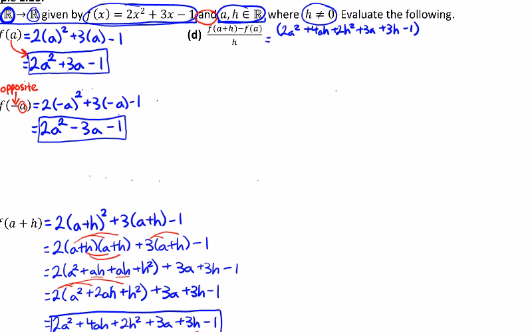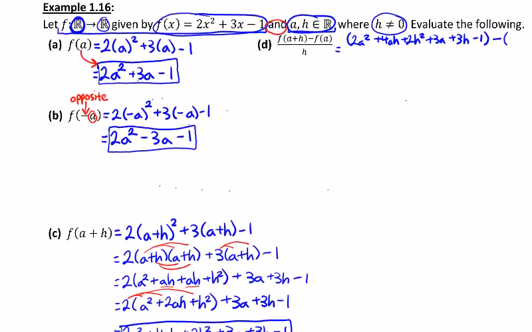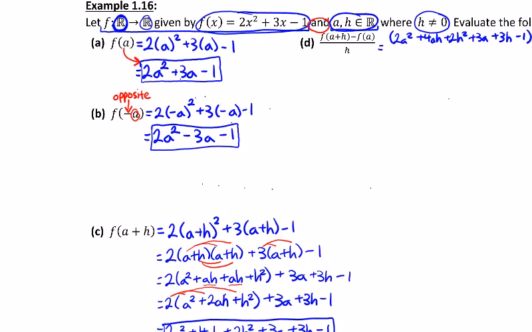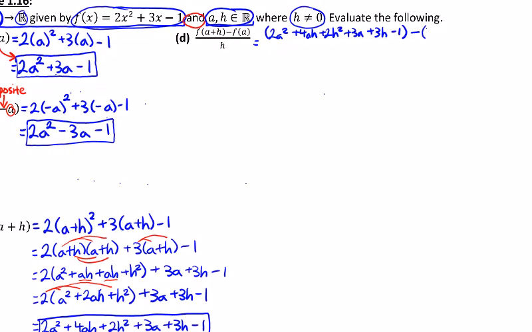But the next thing that comes in this expression is a subtraction sign. That would be this subtraction sign right there. So I want to take that subtraction sign, put that into my expression, and then I'm going to open up another parenthesis because that's where I'm going to put the expression for f of a, which we've also already done. We did that over here in part A. So that's going to give me 2a squared plus 3a minus 1, and all of that will have to be divided by h.